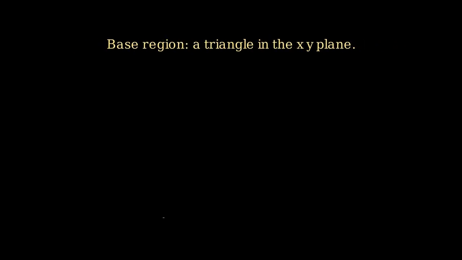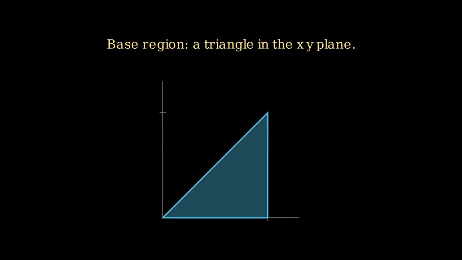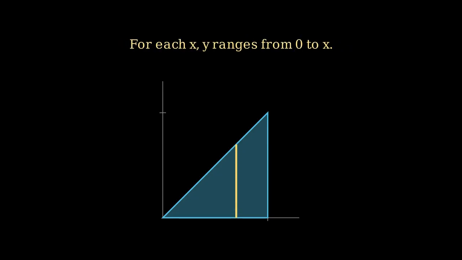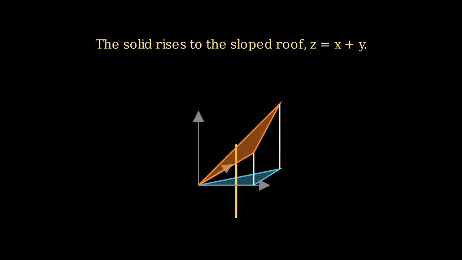First, here is the two-dimensional view of the base. It is a flat triangle in the xy plane, with x running from 0 to 1, and for each x, y running from 0 up to x. Now watch this same triangle grow upward into 3 dimensions. The solid rises from z equals 0 up to a slanted top surface where z equals x plus y.